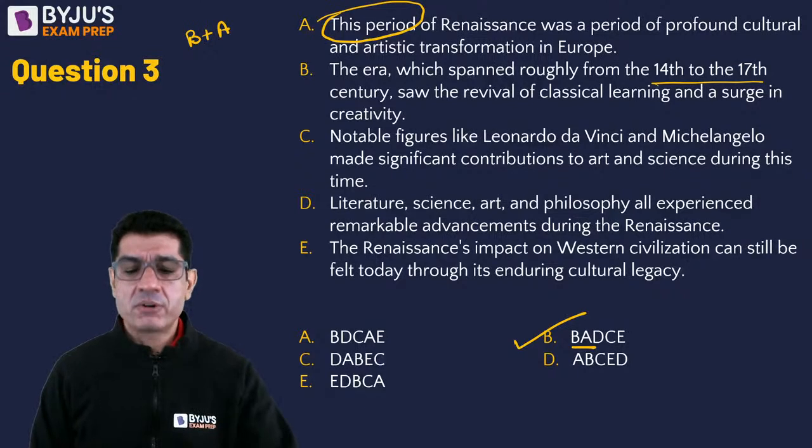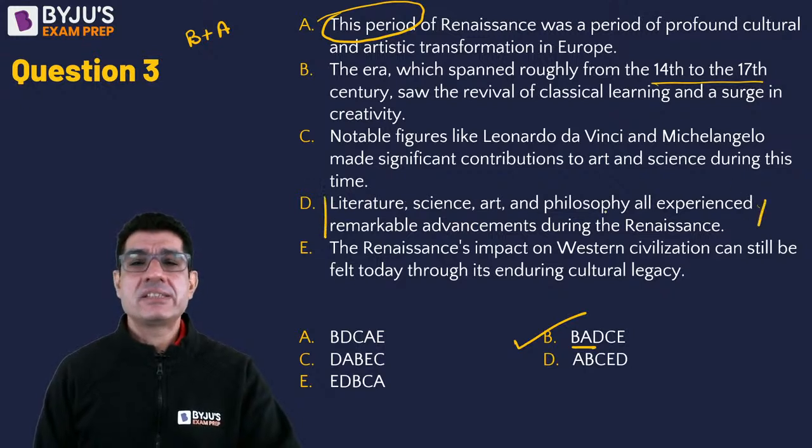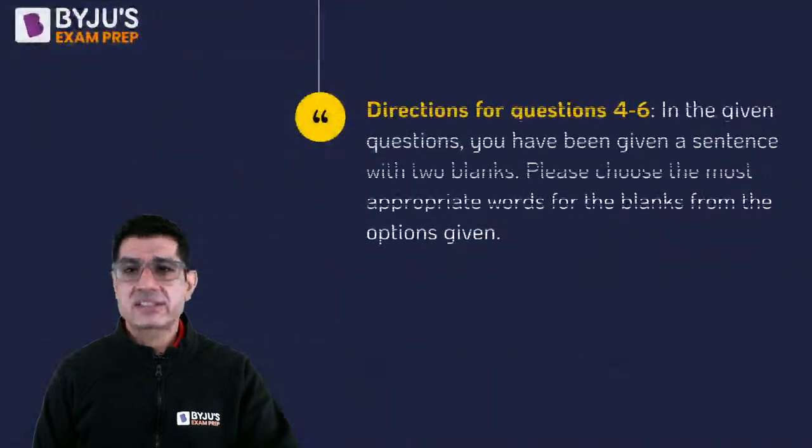So that's about our parajumbles. I think a lot of you would already have seen that A and D are connected. So D basically gets more specific in the same idea that A actually went ahead and talked about. So with that, let's dive into our next set of questions.